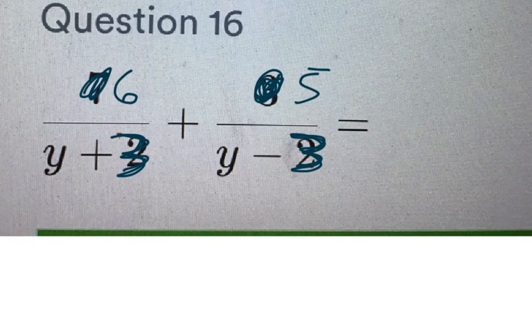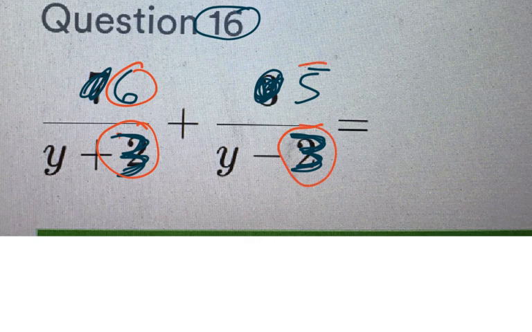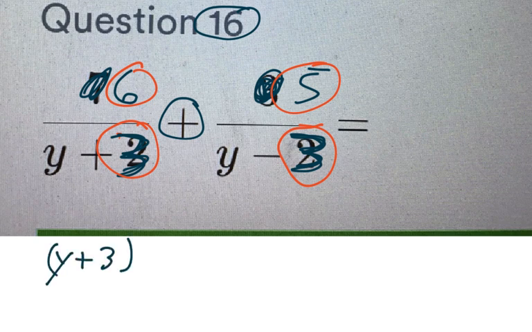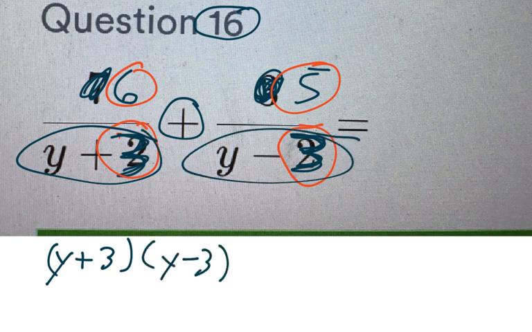Now what I did here is actually take question 16 and modify the numbers. We have 6 here, I changed this to 3 and minus 3, and that's a 5. So we're asked to add these two fractions. And the thing we have to understand is we need a common denominator. In our case, it's going to be y plus 3 times y minus 3 here.